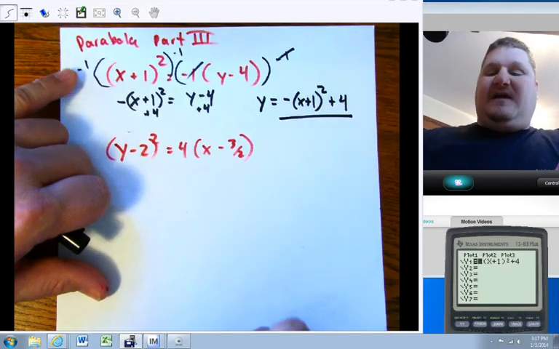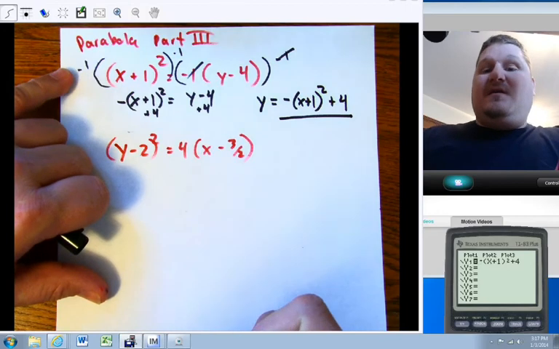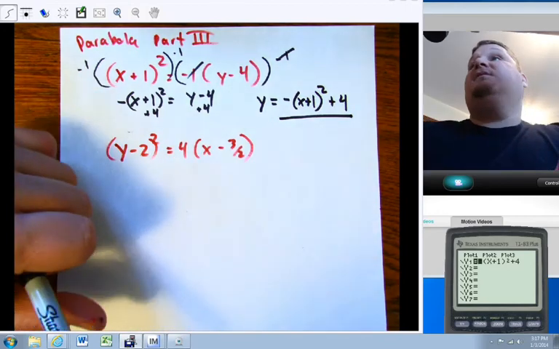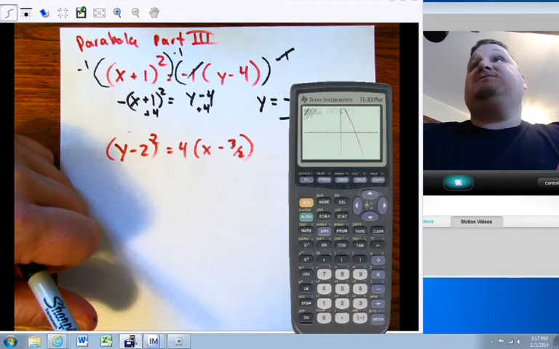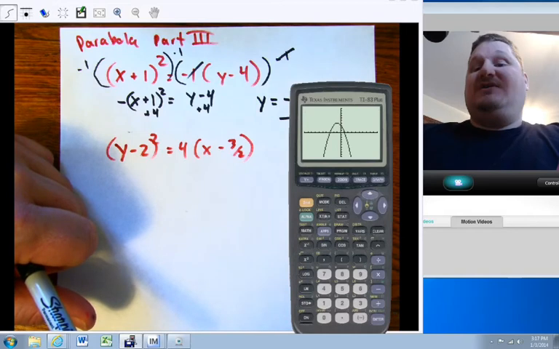That's what I have to put into a calculator. Now, to do that, you'll notice we go to y equals, I plug in the negative outside the parentheses, x plus 1 squared plus 4, hit graph. It doesn't show up on the screen, so I'm going to go zoom, standard. And it should look fairly much like what we had previously.